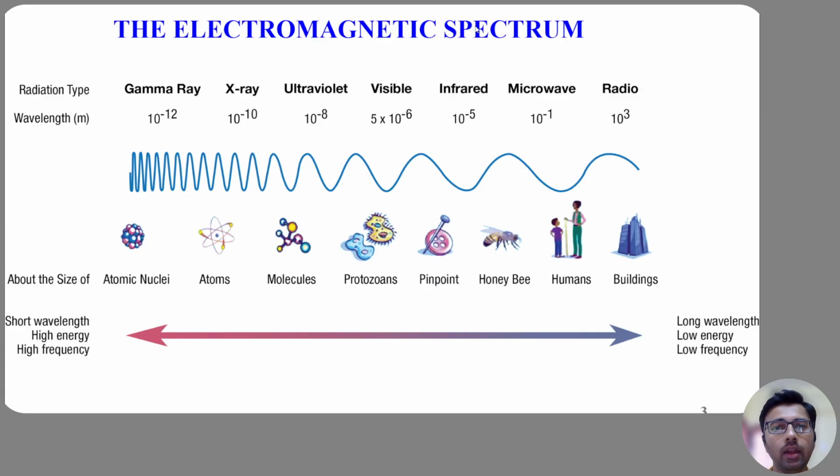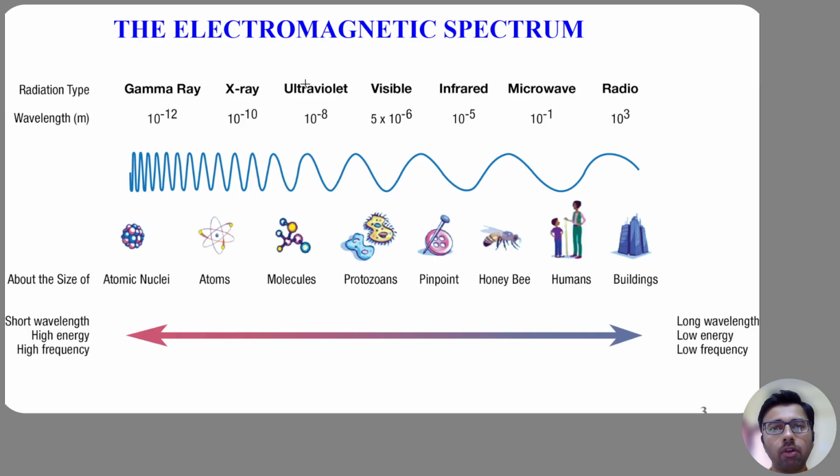Moving slightly down in energy, we encounter X-rays. Their wavelengths are roughly 10 to the power of minus 10 meters. Interestingly, this length scale is comparable to the size of atoms and atomic nuclei. This is why X-rays are so useful for structural analysis.